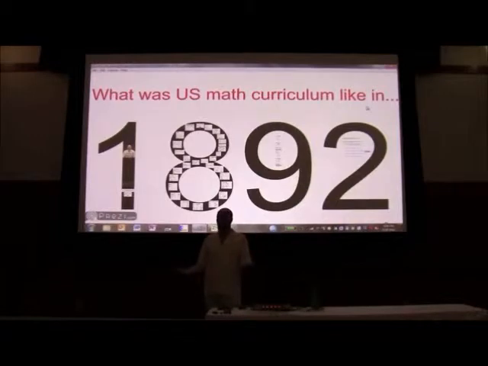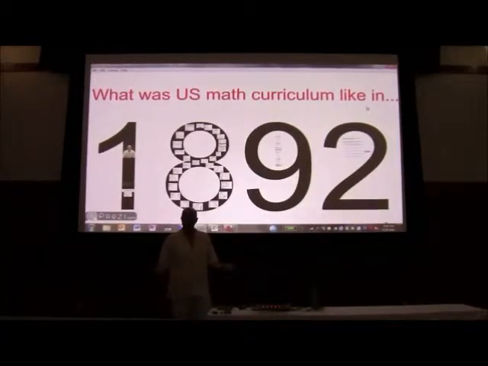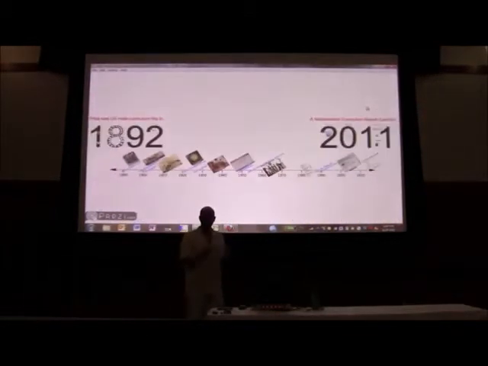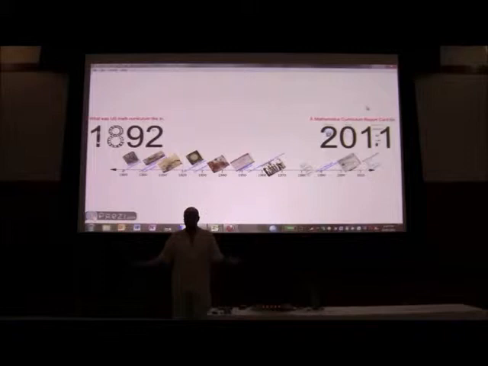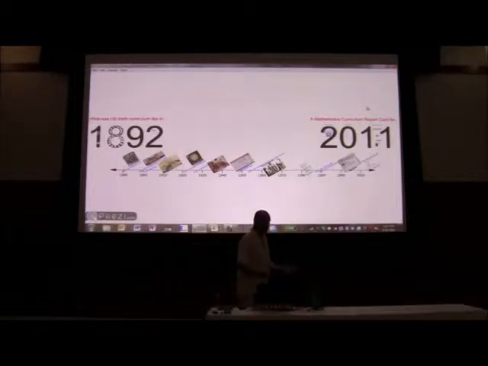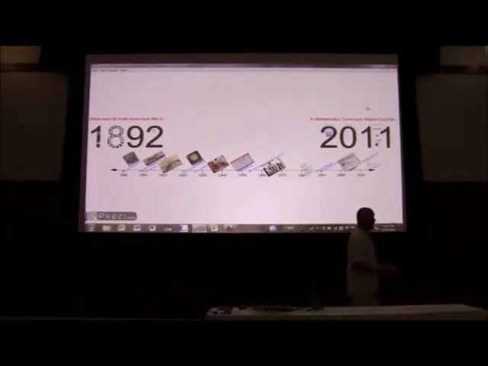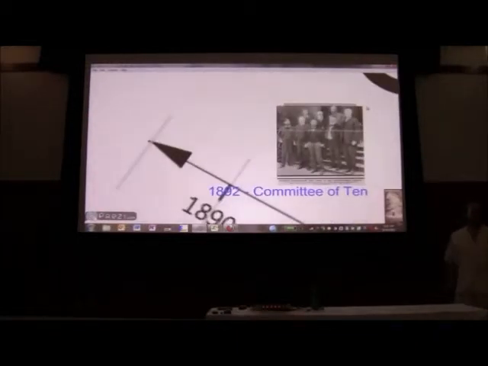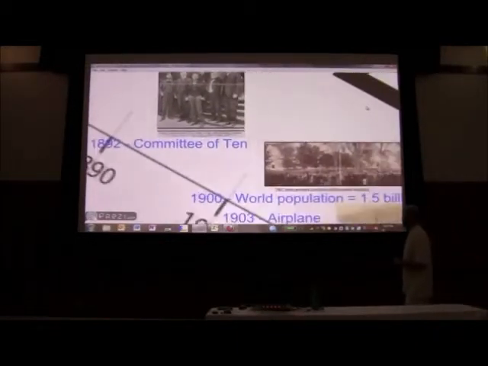So that gives you a glimpse of what the curriculum was like in 1892, and it's strikingly similar in mathematics to the curriculum that we have today. It doesn't necessarily mean that it's an inappropriate curriculum, but it does mean that it doesn't take into account anything that's happened, or very much at least, in the last 119 years. But a lot, in fact, has happened since the Committee of 10 in 1892.